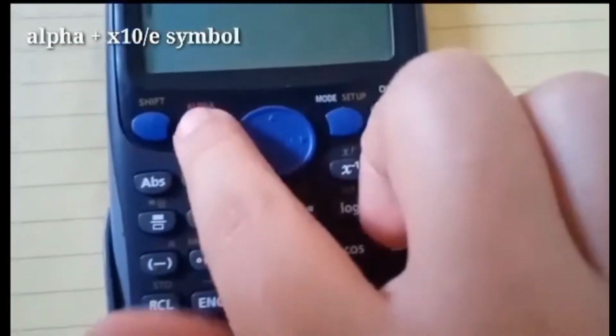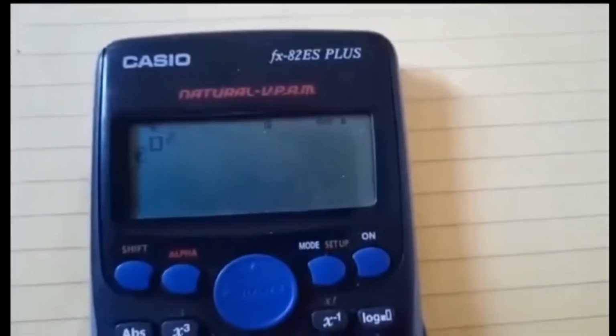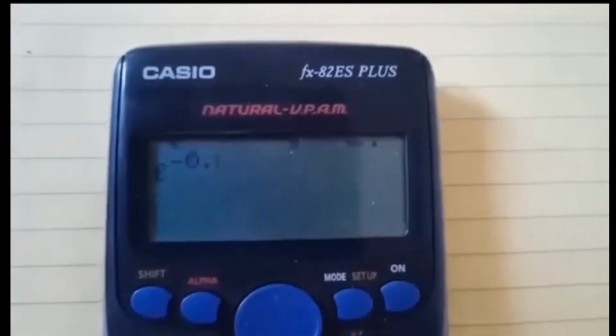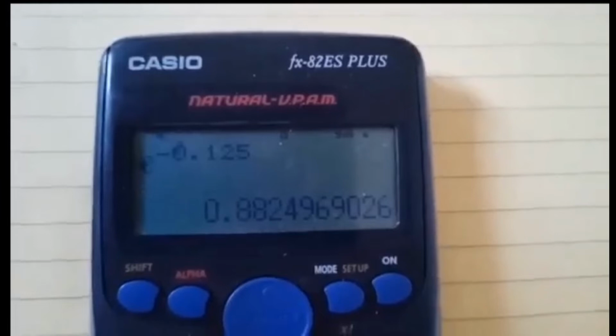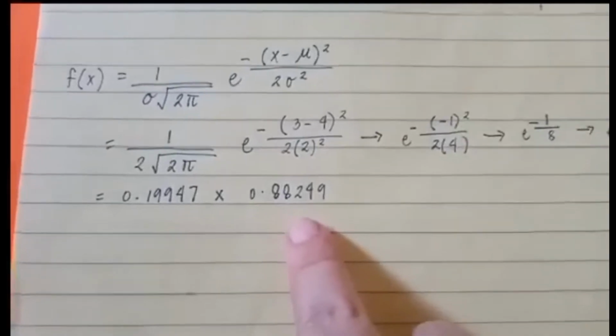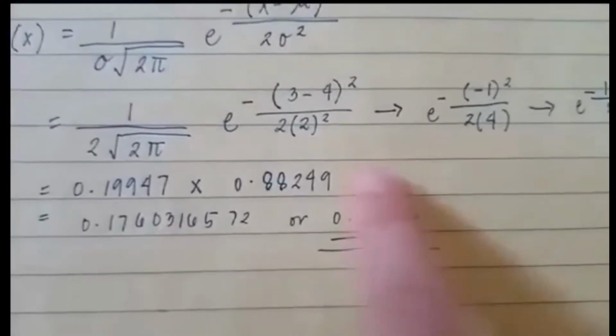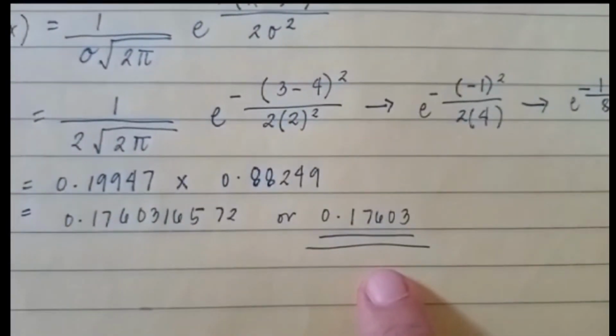To find the e symbol, just press alpha and the symbol x10 on the bottom part of our calculator, and then click the x raised to the power of box, then input the negative sign and 0.125 inside the box, and that would equal to 0.88249. Multiplying both results will equal to 0.17603165 or 0.17603 when rounded off. And that is our final answer.